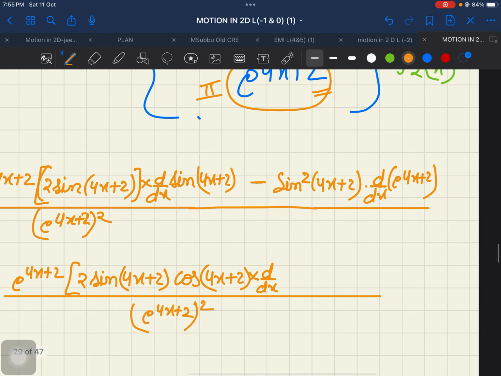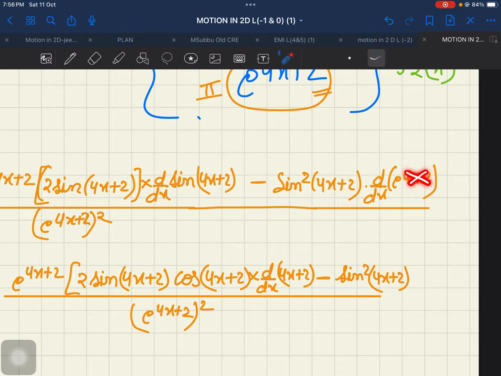Check, everyone. 4x plus 2, chain rule, again chain rule, right? So minus sine square of 4x plus 2. Now you have to differentiate this. For this you have to consider this power to be x. So differentiation of e to the power x is e to the power x. So it is nothing but e to the power 4x plus 2, and then the differentiation of what?